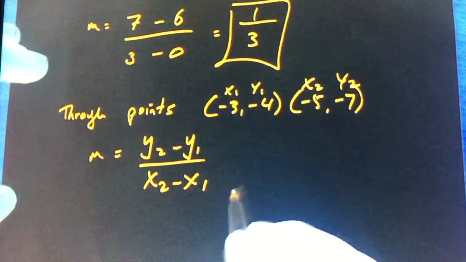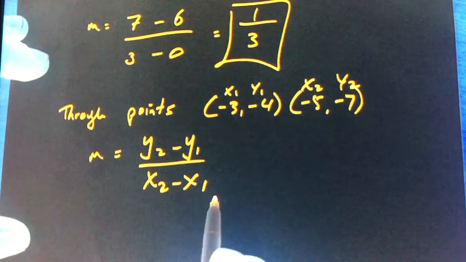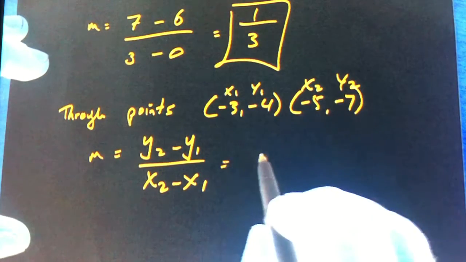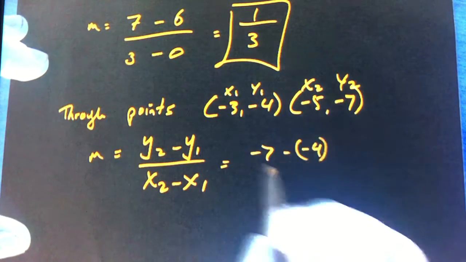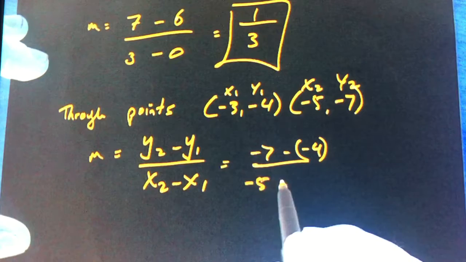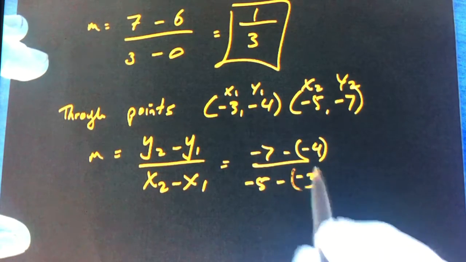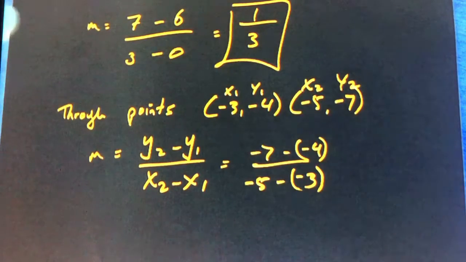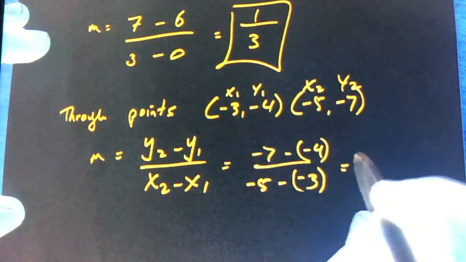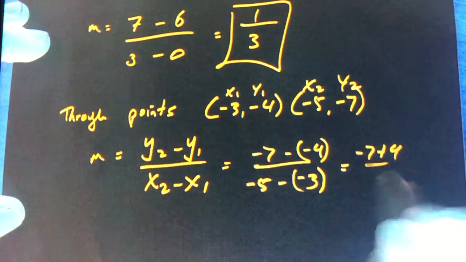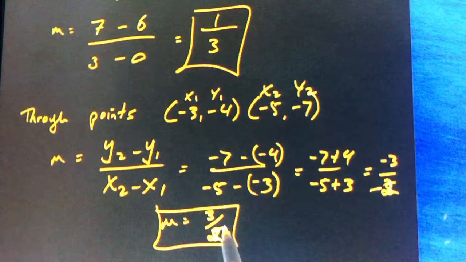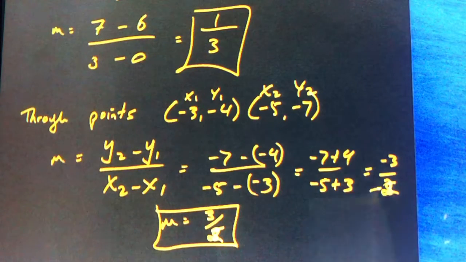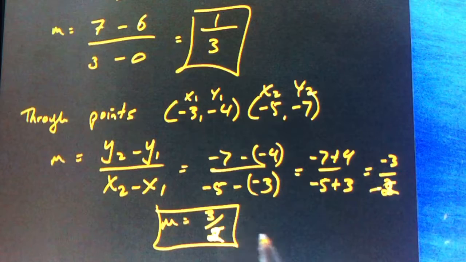This is slope, y2 minus y1 over x2 minus x1, and we've got -7 minus -4 over -5 minus -3. Well, there we go. We know how to do this. We just have double negatives. It's -7 plus 4 and -5 plus 3, which is -2. And we have a negative divided by a negative, which ends up being positive 3 over 2.